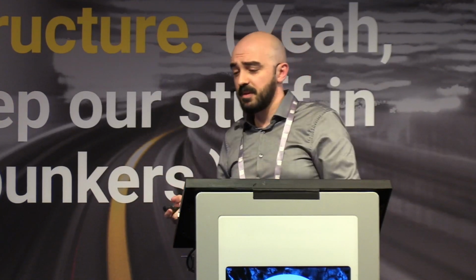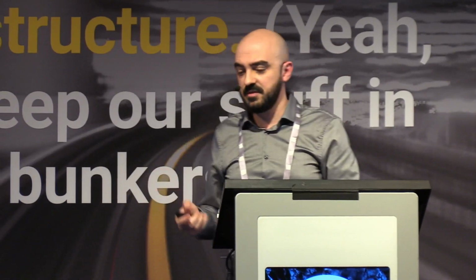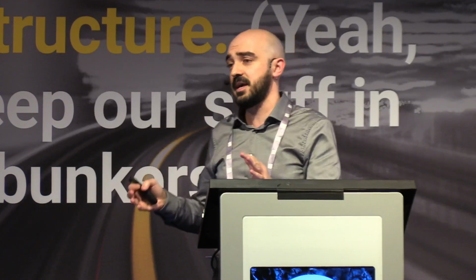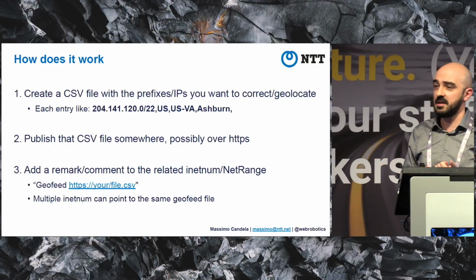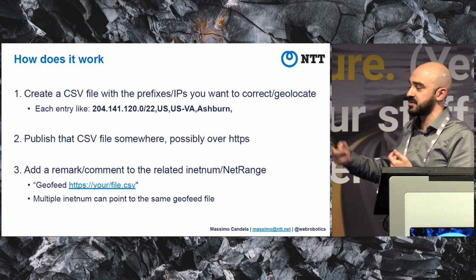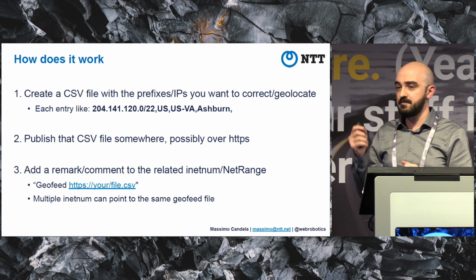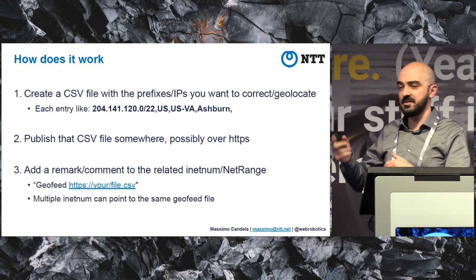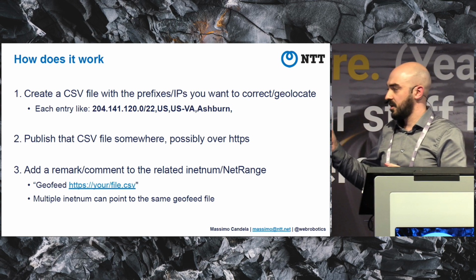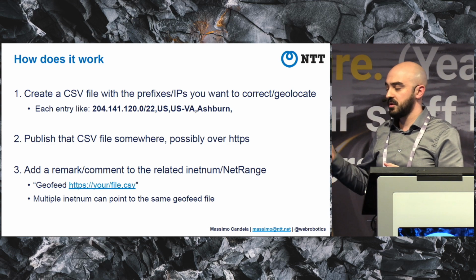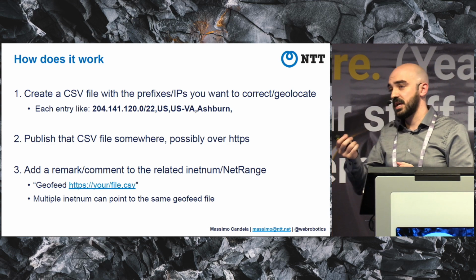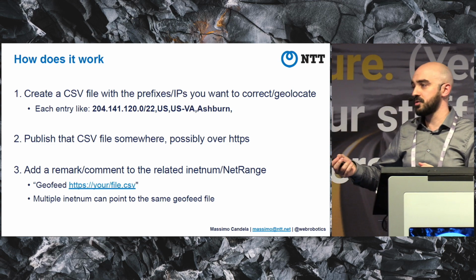So simply, how does it work? You create a CSV file, a plain text CSV file, no Excel file, no HTML stuff. Unfortunately, I see some of this out there. A simple text: you put a prefix or IP, comma, country, comma, region code, comma, city, okay? There is another comma because there is also the zip code.